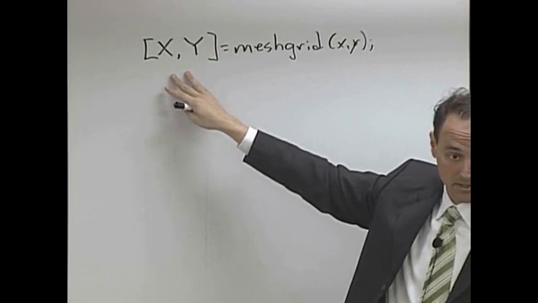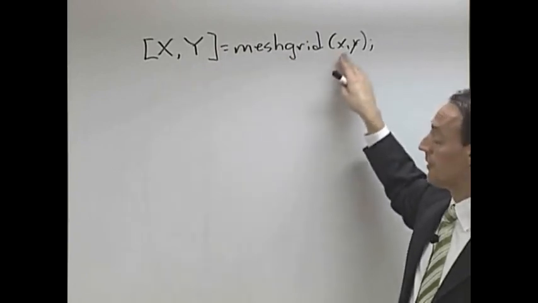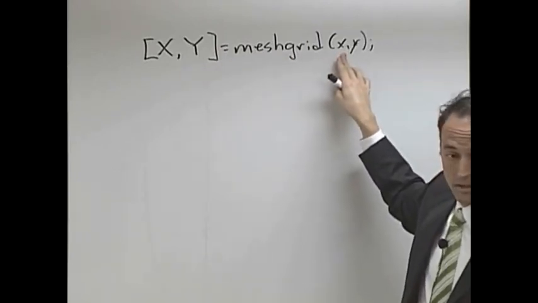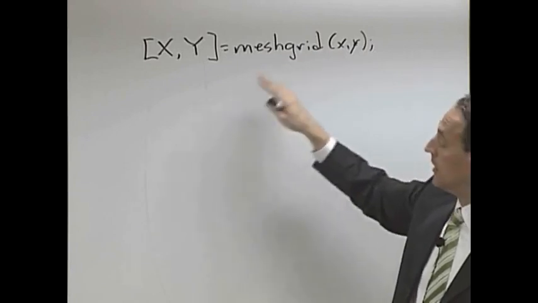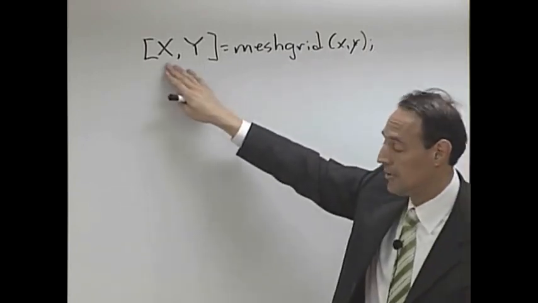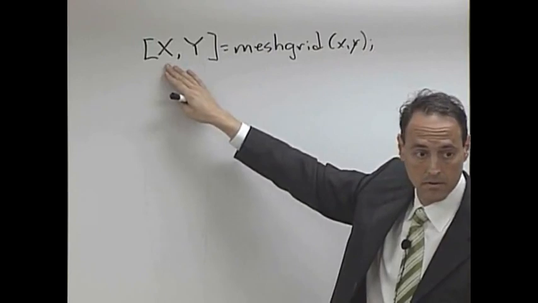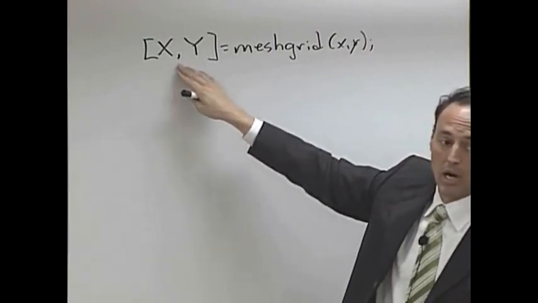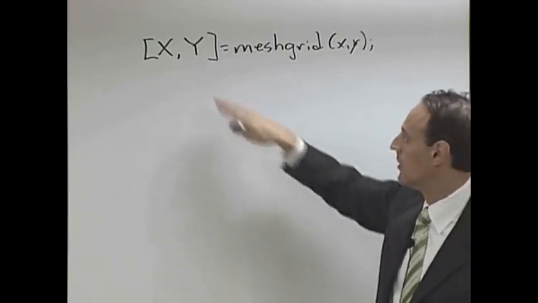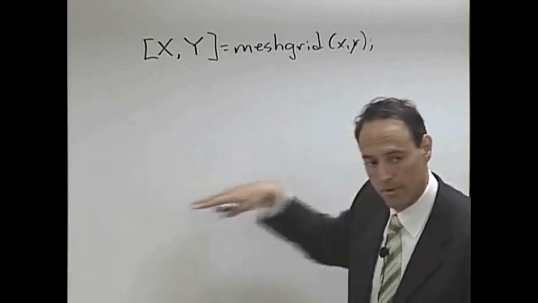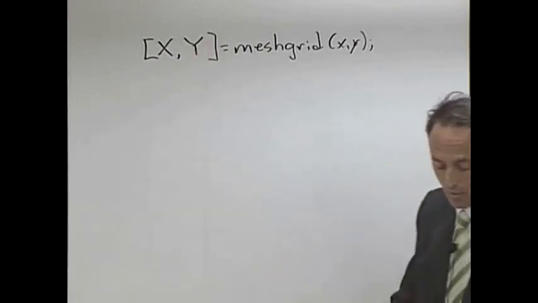By the way, these are matrices now. So these matrices here are nx by ny. Okay? This one conveys all the information of where I am in the x direction. This one conveys where I am in the y direction.